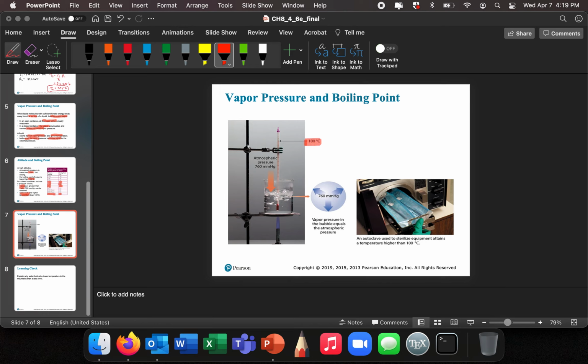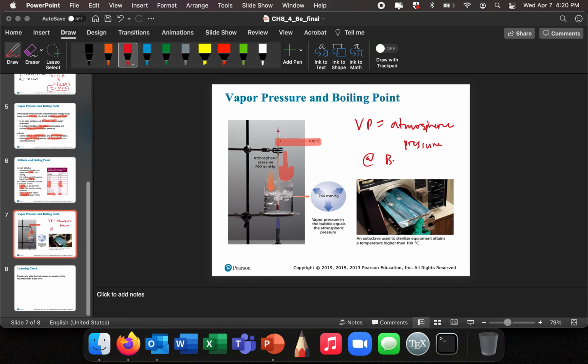If you have 100 degrees here, right, and it's 100 degrees Celsius at atmospheric pressure. There's an atmospheric pressure at 760. Okay, the pressure inside the bubbles equals atmospheric pressure because it's boiling. That's when the boiling point, let me say that simpler. I'm sorry, not the boiling point, the vapor pressure. Beg your pardon. That's when the vapor pressure equals atmospheric pressure. That is the boiling point.